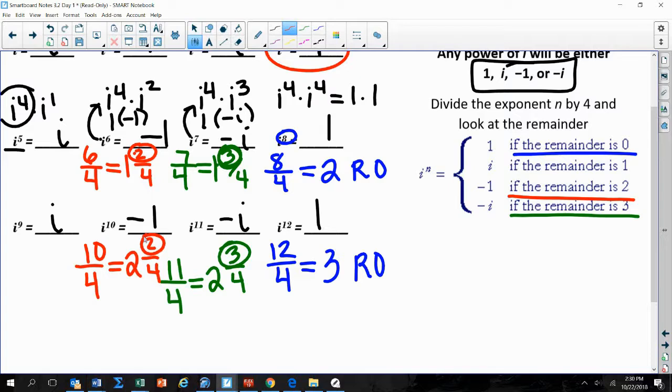And the same thing goes for if the remainder is 1, then I would get i. Right? 5 divided by 4, you get 1 and 1/4. See how the remainder is 1? So if you like the rule, you can use it. Or if you just like to break it into i to the 4th, that's fine too. Whatever works for you.